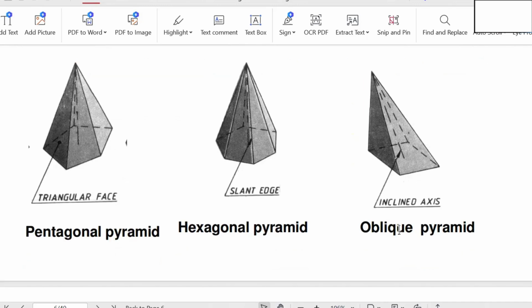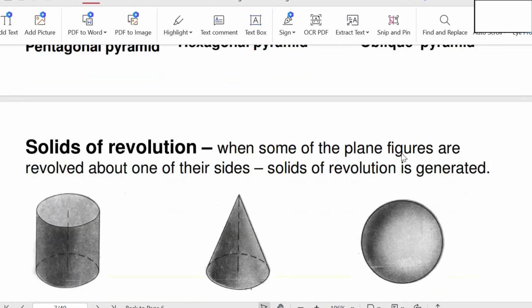Next, coming to the oblique pyramid. This is the base, this is the apex. Here the main difference is that the axis of this pyramid is not perpendicular to the base. It is making some inclination with the base. In the earlier case it is exactly perpendicular to the base, but here, instead of being perpendicular, it is making some inclination, so it is known as an oblique pyramid.